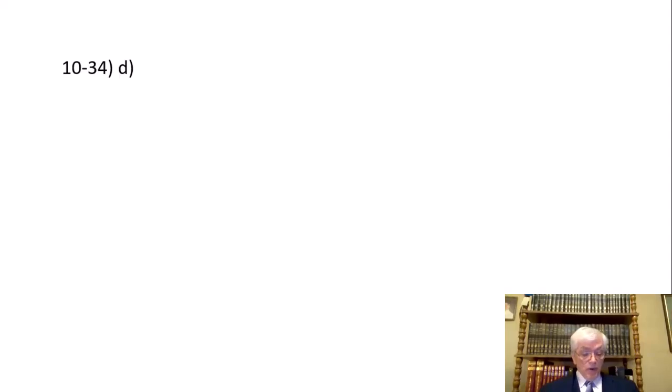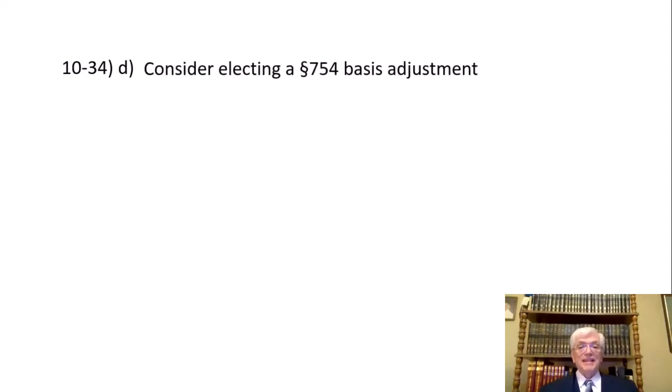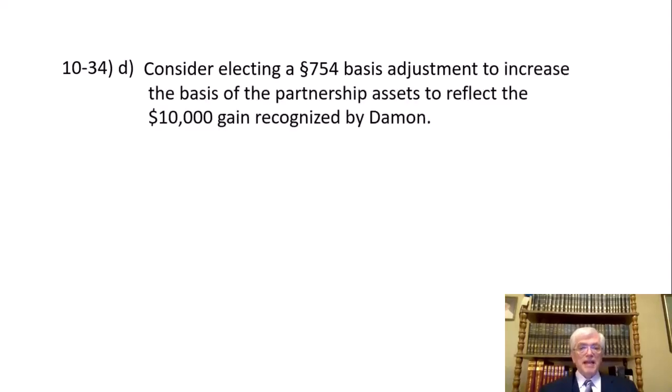Letter D, what planning opportunities might the partnership want to consider? Consider electing the 754 basis adjustment. That would have increased the basis of the partnership assets to reflect that $10,000 gain recognized by Damon.